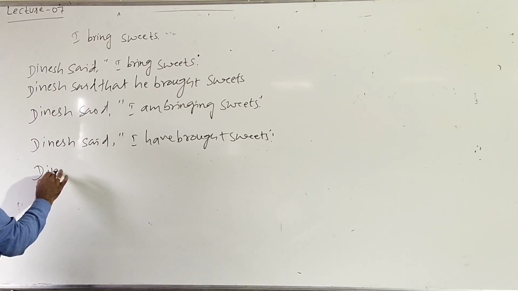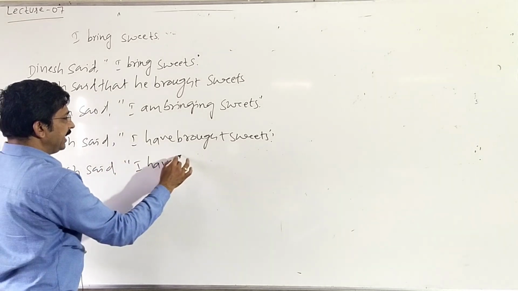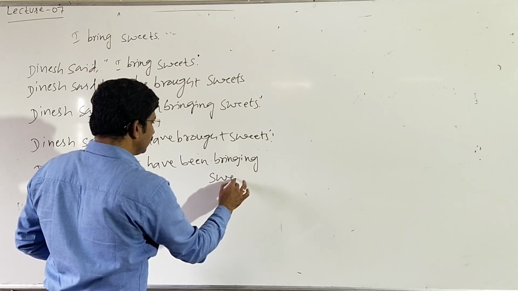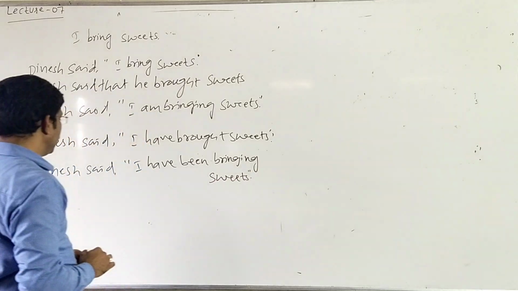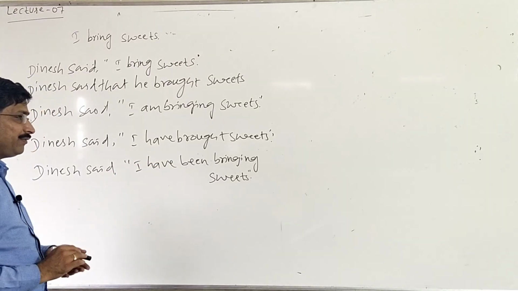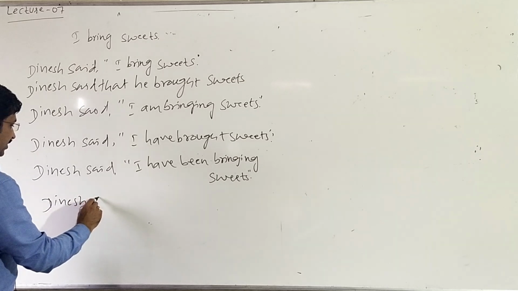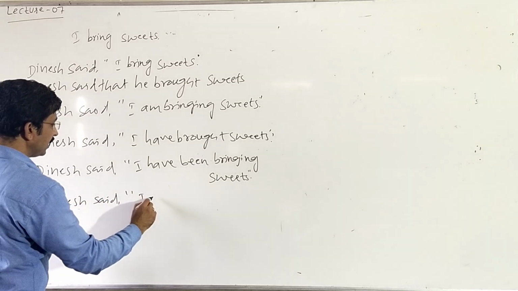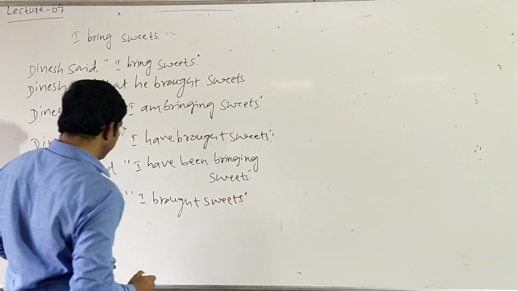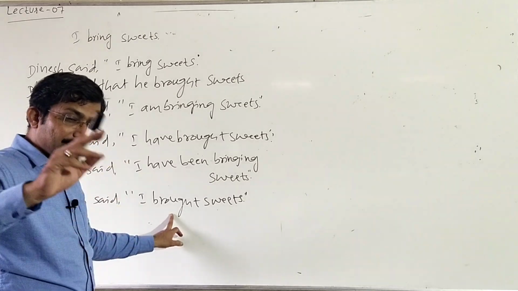Then Dinesh said, I have been bringing sweets. Here Dinesh said that he had been bringing sweets. Its indirect form. Next, simple past tense. Dinesh said, I brought sweets. Dinesh said that he had brought sweets. Simple past into past perfect.